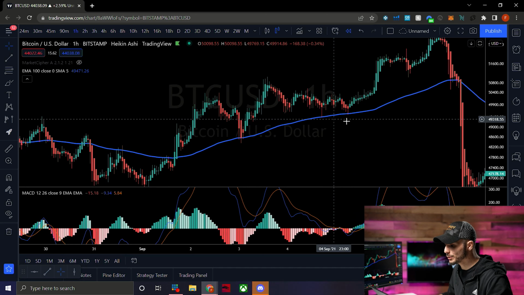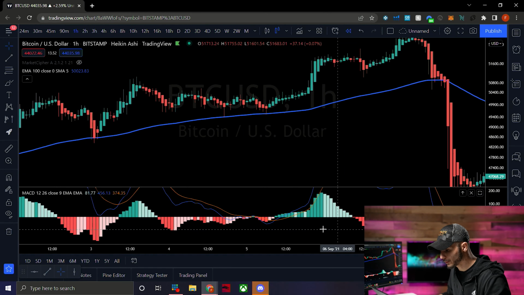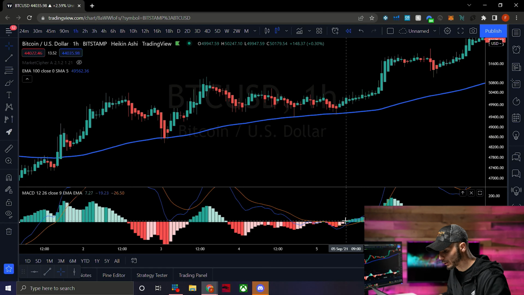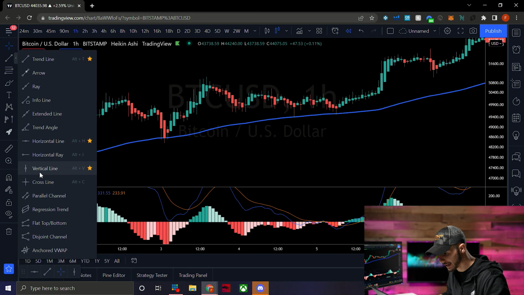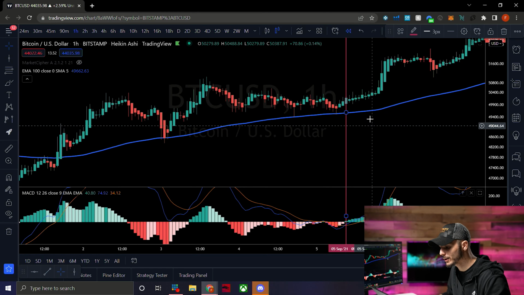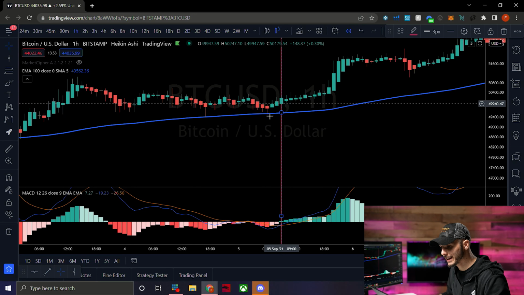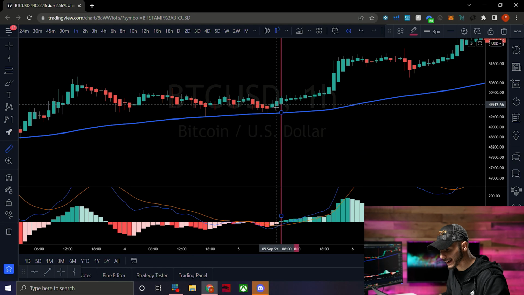So let's say you see it coming down right here, and you come down to your MACD, right? And you do have a bullish crossover on the MACD, right? So let's grab our vertical line and let's go ahead and just mark this crossover. I guess we'll mark it right about here, right? So let's say you wanted to enter right here.